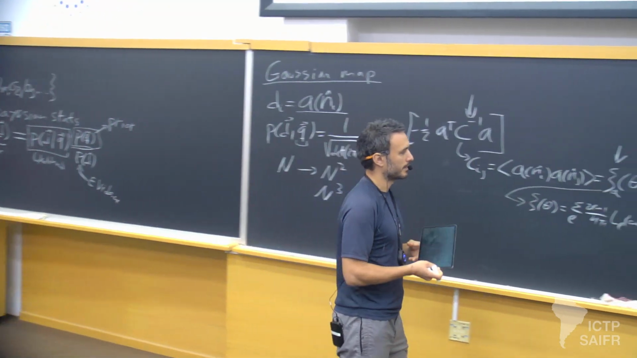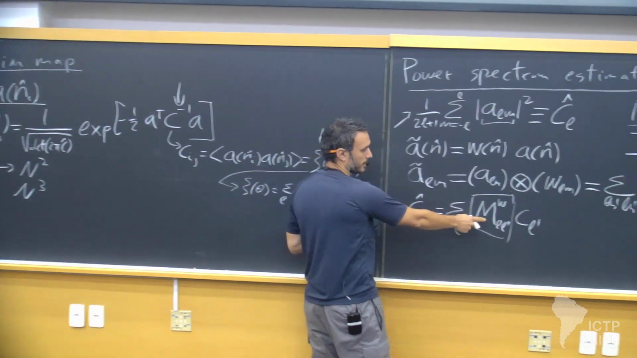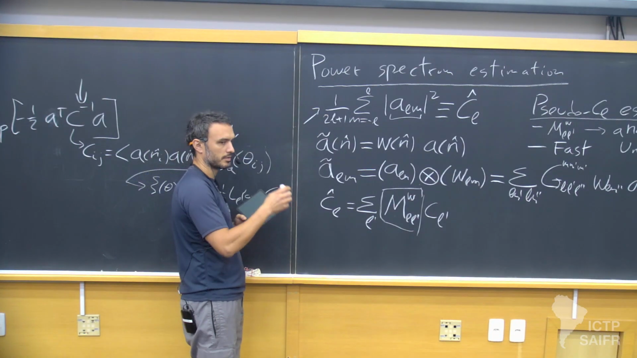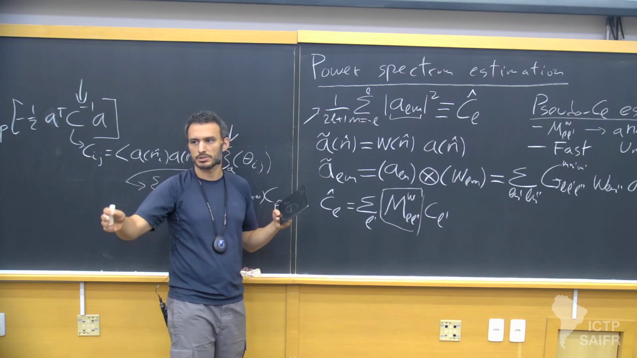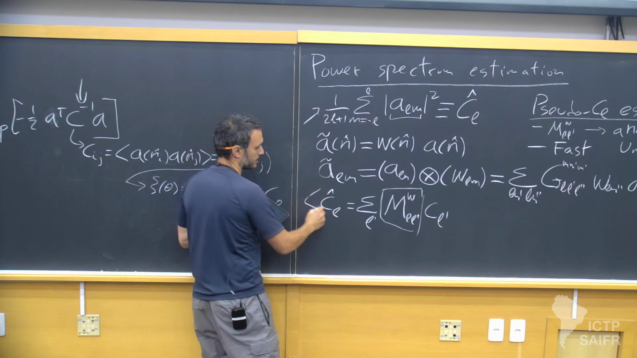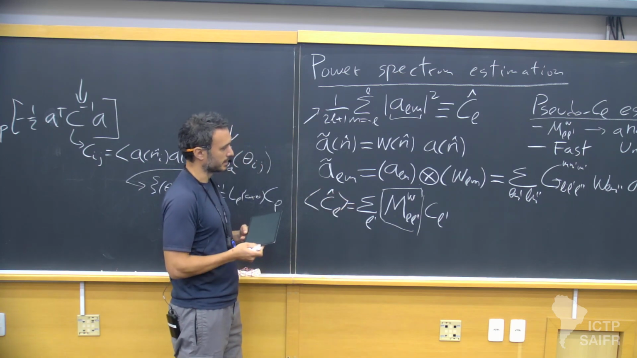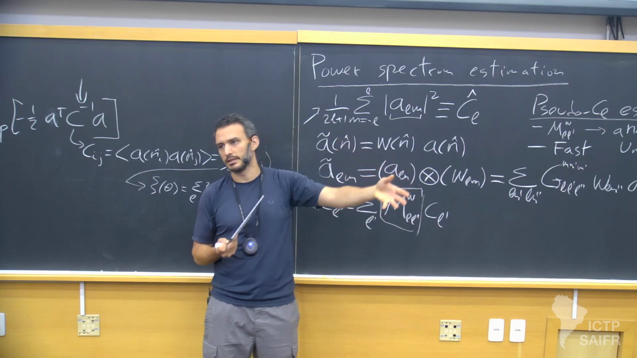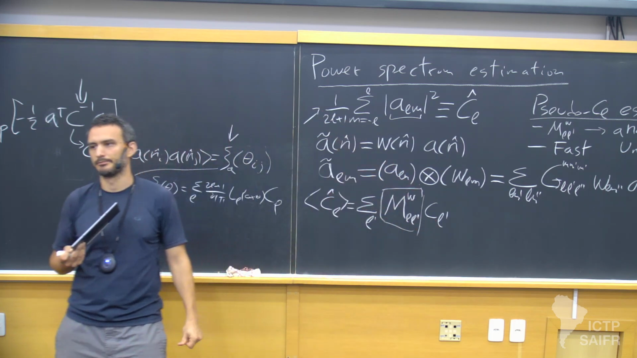So what you will recover, once you invert the mode coupling matrix, when we say that the estimator is unbiased, what we mean is that if we applied this estimator to many realizations of our data, and we took the average over those many realizations, then the result would be the true underlying CL that generated our data, basically.